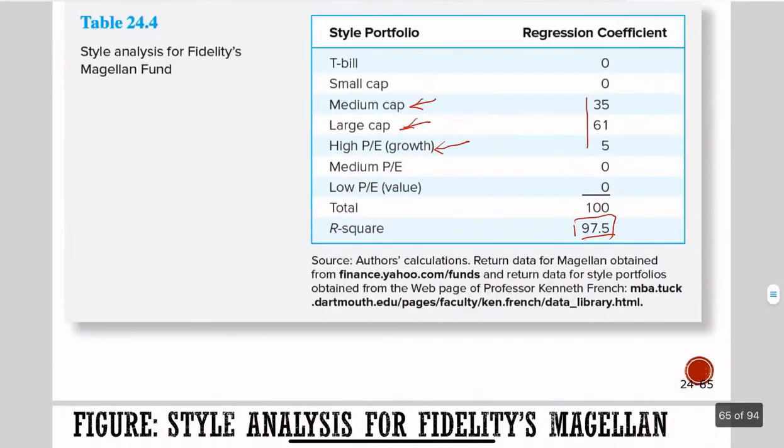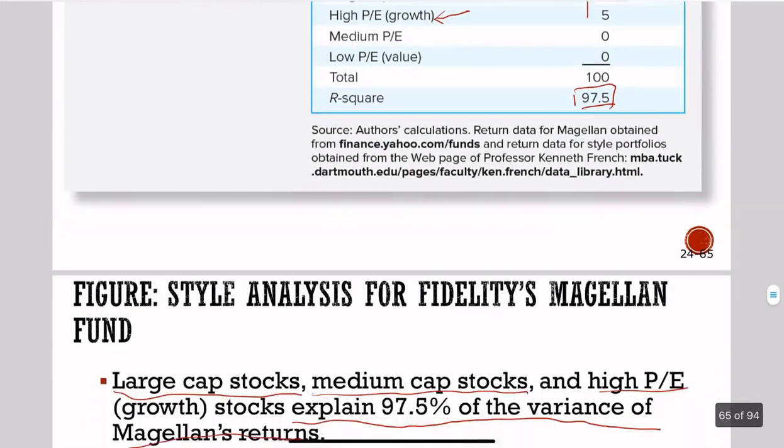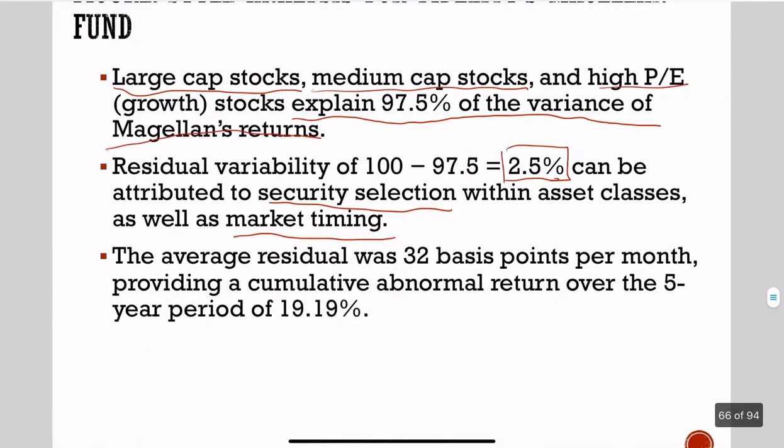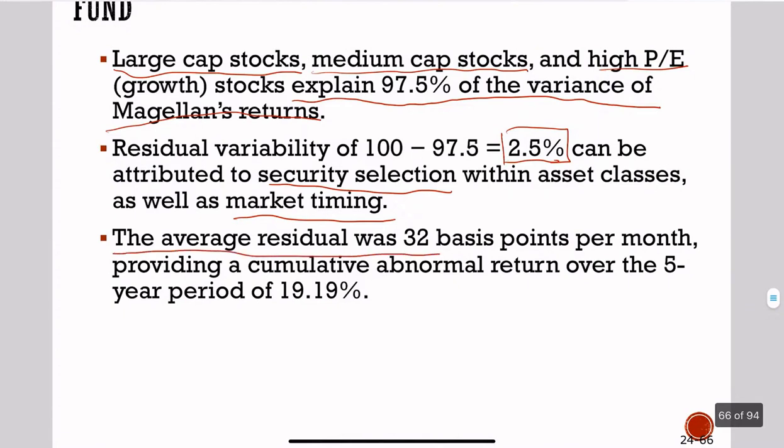And then there's a number which is not listed in this table. That is, the average residual was 32 basis points per month. So if you look at this, essentially it means that the outperformance of this Fidelity fund compared with these style portfolios is 0.32% per month.